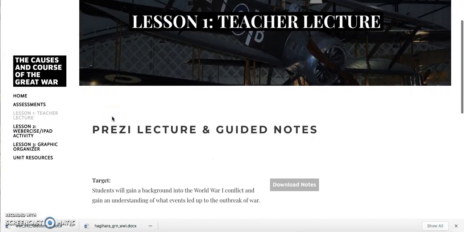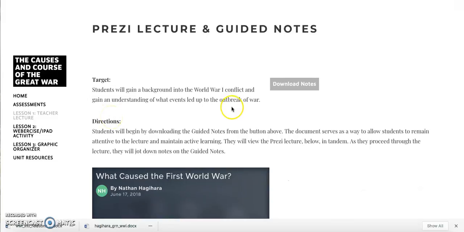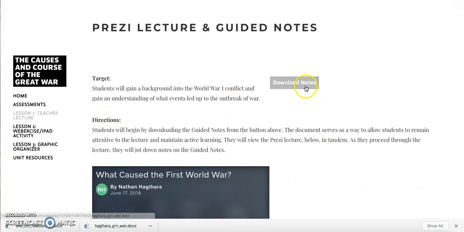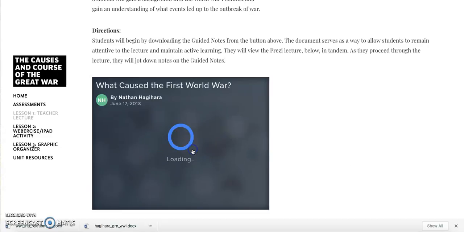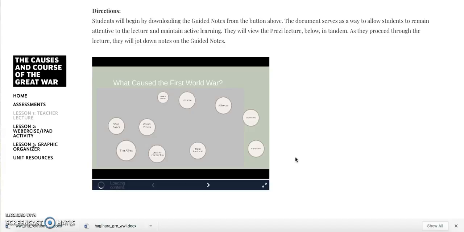So Lesson 1 involves a Prezi lecture that I've prepared. Students will be able to download guided reading notes here that they will complete as they go through the lesson. And as you can see when you look at my website, there are the lecture questions on that assignment, and students are able to fill it in. There are different ways that they will go through the lecture and complete different questions as they go.